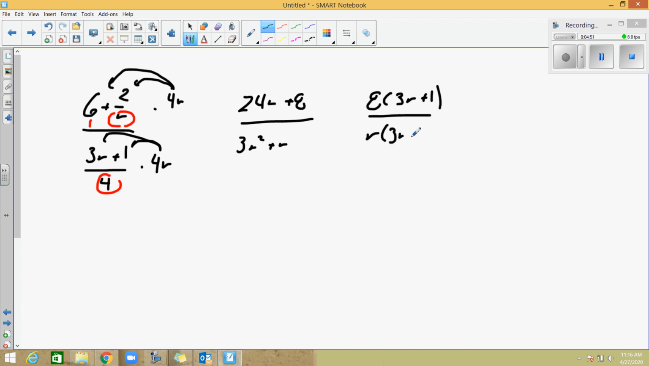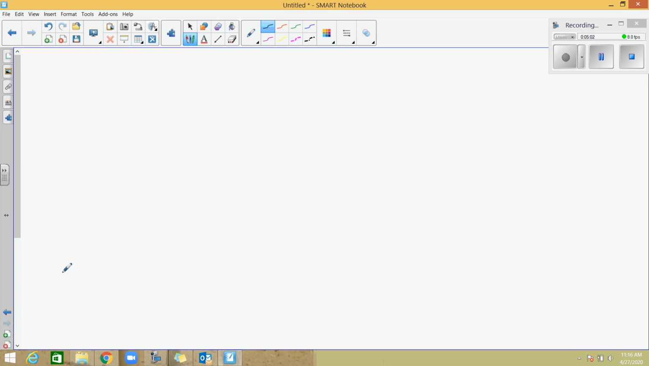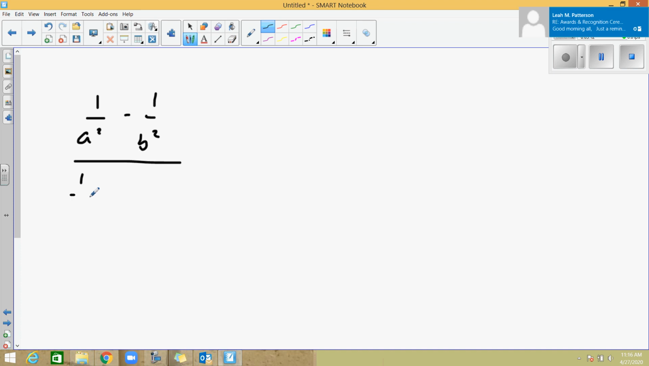I get 3r plus 1. My 3r plus 1s go ahead and reduce. And in this particular problem, I get 8 over r. Let's make it a little bit more difficult: 1 over a squared minus 1 over b squared, all over... Notice how it's starting to look a little goofy.